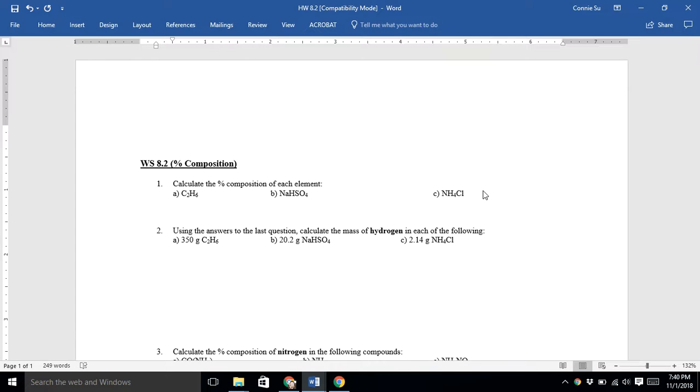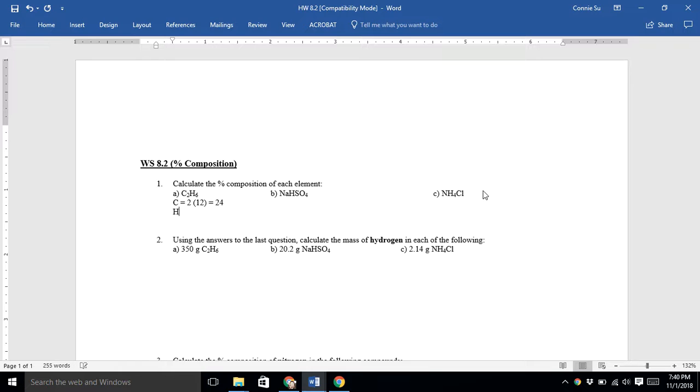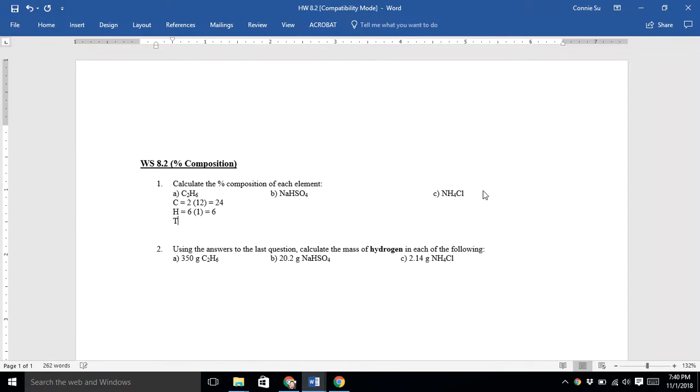Number 1A is just like our last sample problem. We're going to go ahead and find the molecular weight. Here I have 2 carbons, and each carbon has a mass of 12, so 2 of them will be 24. For the hydrogen, I have 6, and each hydrogen, according to the periodic table, is 1. So I multiply and I get 6. My total for this comes out to be 30.